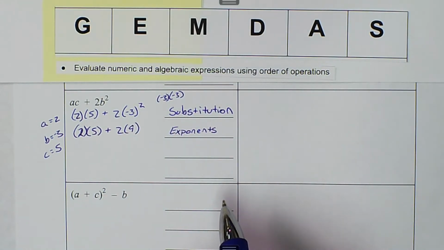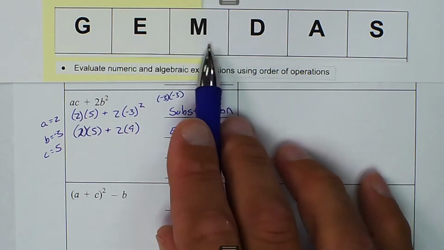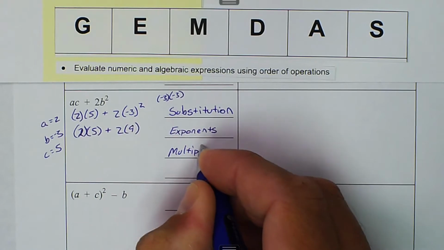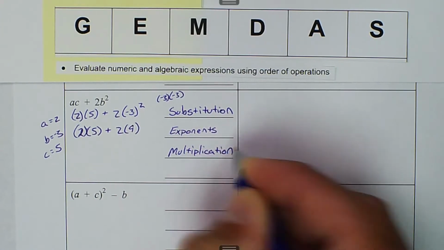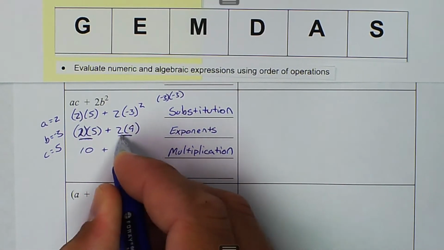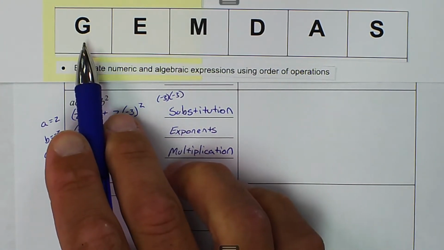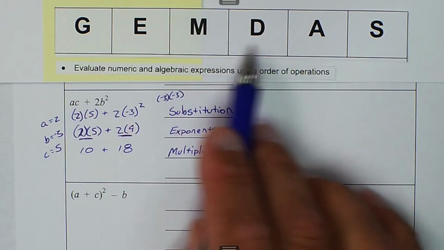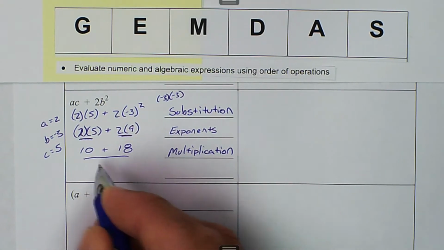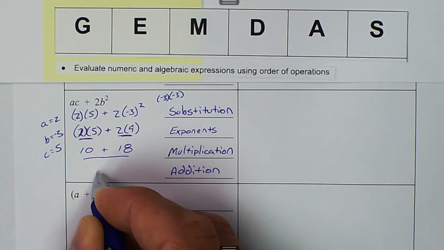The next thing that we come to is, do we have any groups? No. Multiplication or division? Yes, we do. So we're going to use multiplication. So that will be 2 times 5 is 10, and 2 times 9 is 18. And then we can go back to the beginning. Groups? No. Exponents? No. Multiplication, division? No. Addition, subtraction? Yes. So right here we can do addition, and we can get 28.